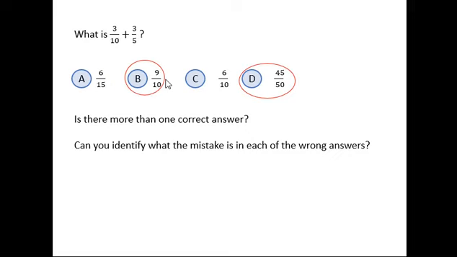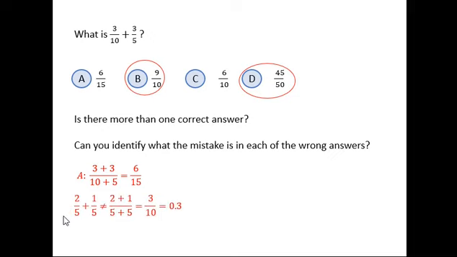Now the mistakes people have made, this is a really common mistake, 6/15. In this answer here, what the person has done is done 3 plus 3 is 6 and 10 plus 5 is 15, thinking you can just add the numerators and add the denominators as they are to get 6/15. But it doesn't work like that, and I'll show you why.